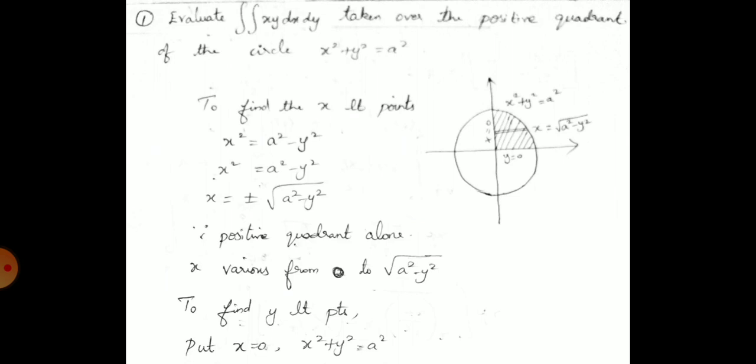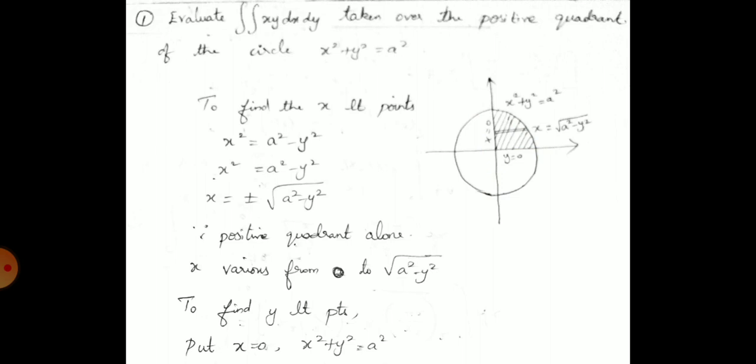Now let us see the circle in the x-axis and y-axis. See that, here only the first quadrant is covered by the given double integral. So here we are applying x is equal to 0 means x is equal to root of a squared minus y squared, the center part. Next, let us see the step to find the y limit points.